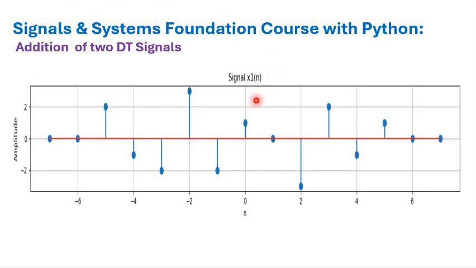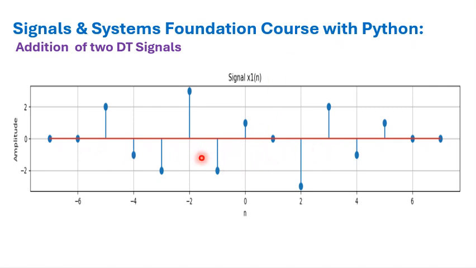For example, this is our signal number 1, x1 of n, and you can easily tell that this is a discrete time signal. How do you know this is discrete? Because the independent variable n has integer values such as 0, 1, 2, 3, 4 and so on, but it doesn't contain in-between values such as 0.5 or 0.6. Again, on the negative side we have the signal, so it is a two-sided signal.